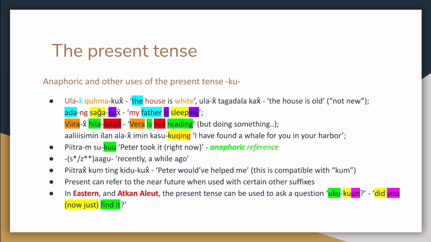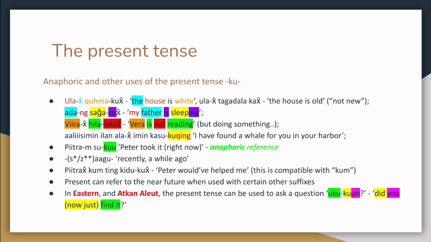In the next example here, this is an example of an anaphoric reference. "He took it right now." I don't know what "it" specifically refers to, Petra, but this is an example of the "that" I showed earlier, which is like a topic marker. It's not a topic marker, but that's the closest; that's how I'm able to understand it. And this can actually be used to ask a question.